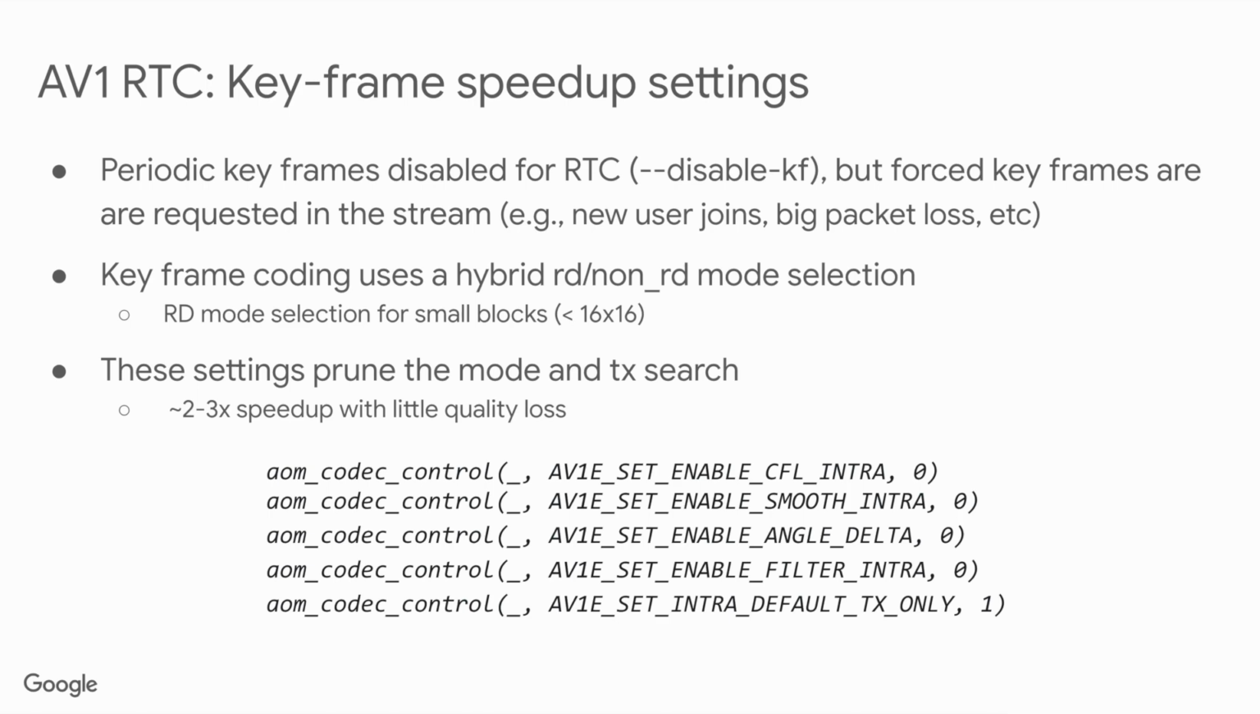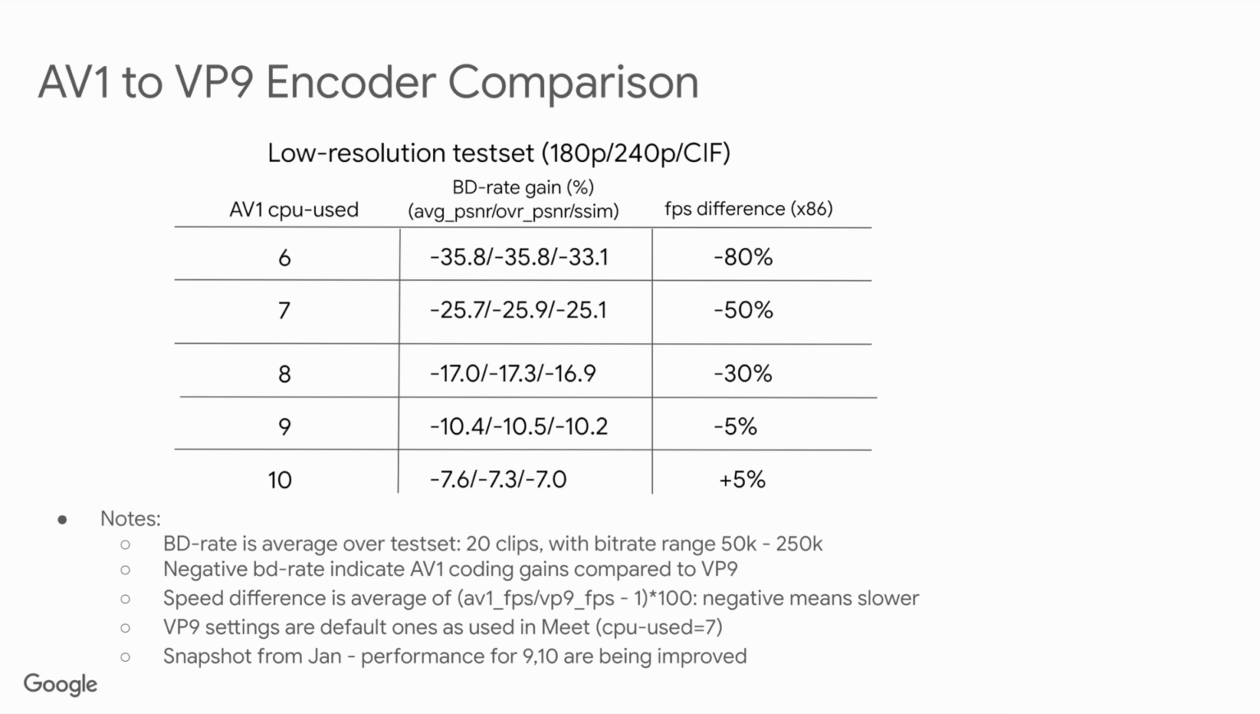So now I want to talk briefly about some comparison numbers to VP9, just to give an idea of the performance. These numbers are somewhat stable for the lower speeds in terms of BD rate, but for the higher speeds, they are in flux, because we're constantly making improvements week by week. So these numbers are a snapshot from early January, and the speeds 9 and 10 in particular are trying to be improved right now. We're actually targeting at least an additional 10% speed up. The reference we use is VP9 with speed 7, because that's a typical default setting used in Google Meet for VP9.